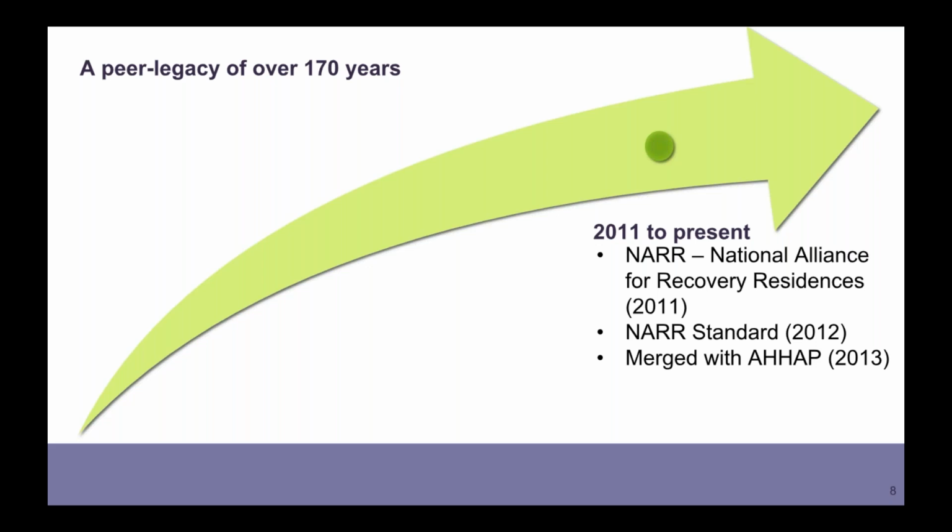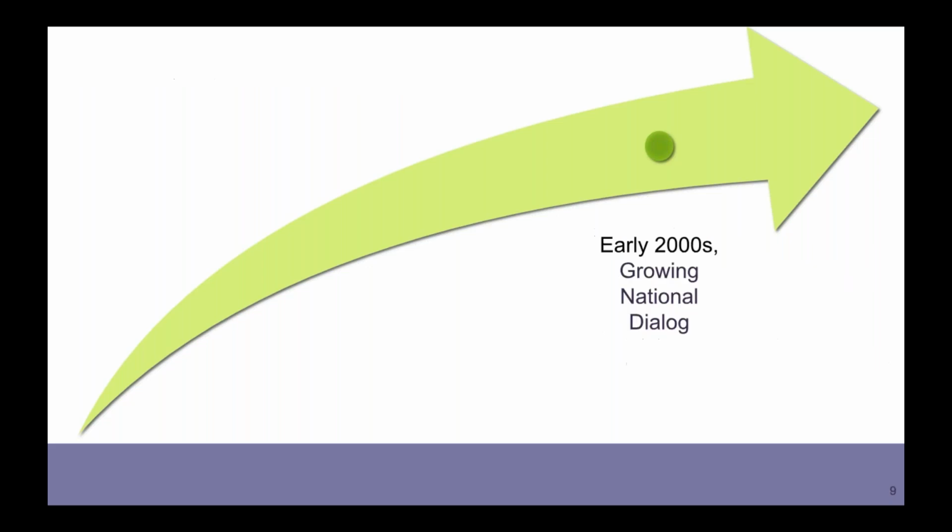I'll point out 2013 is when AHAP, remember I said to bookmark AHAP, the Association of Halfway House and Alcoholism Programs, merged with NARR, the National Alliance for Recovery Residences. And so with that merger, the organization became both the oldest and largest recovery residence organization of its kind.